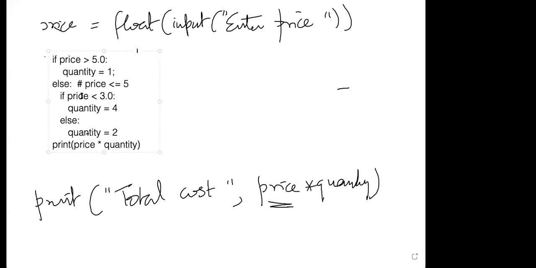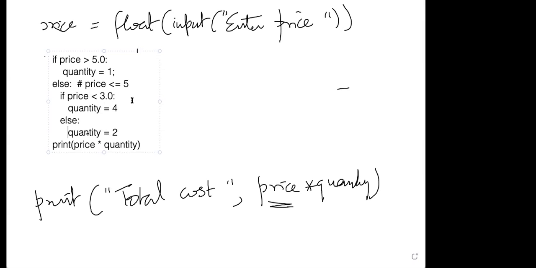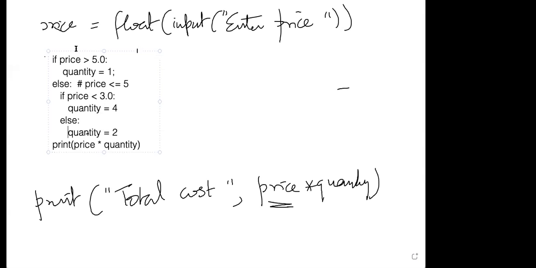Is price less than 3? The answer is no. Price is 5. So this will be ignored, but then the else part of this will be hit and you will set quantity to 2. So what if price is $3? It's not greater than 5. Quantity would be 1 if price is 3.